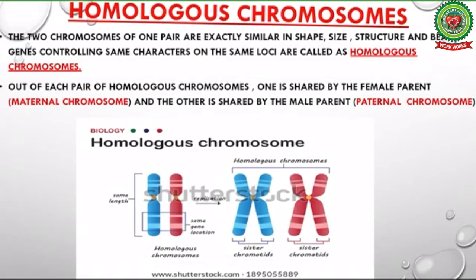Homologous chromosomes. The two chromosomes of one pair, which are exactly similar in shape, size, structure, and bear genes controlling same characters on the same loci, are called as homologous chromosomes. Out of each pair of homologous chromosomes, one is shared by the female parent, maternal chromosome, and the other is shared by the male parent, paternal chromosome.